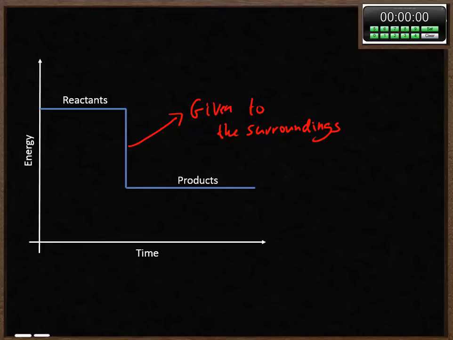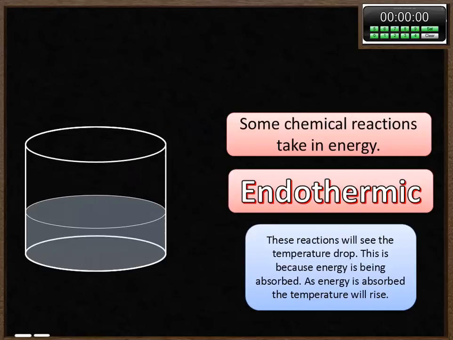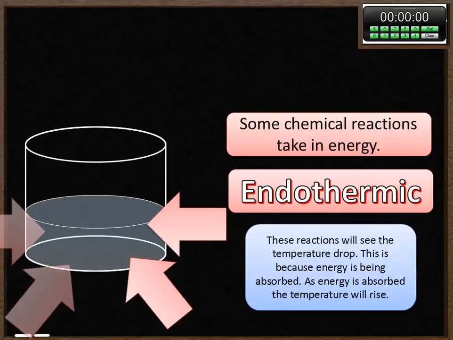The second type of reaction is an endothermic reaction. That's a reaction that takes in heat energy. These reactions will see a temperature drop. That's because energy is being absorbed. As energy is being absorbed, the temperature will then rise back up to room temperature. So the reaction takes in energy, it feels cold, the temperature drops, and that's because heat energy needs to be absorbed.